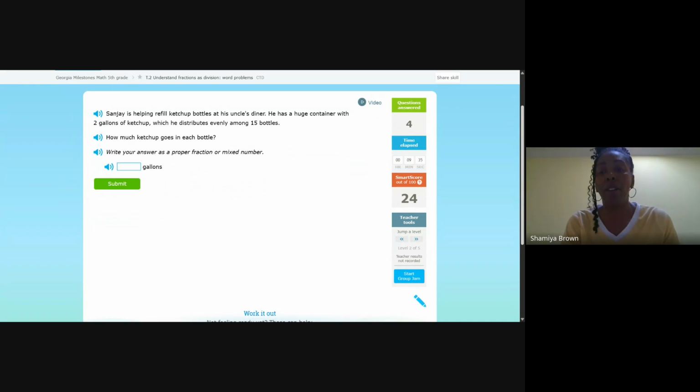Sanjay is helping refill ketchup bottles at his uncle's diner. He has a huge container with 2 gallons of ketchup which he distributes evenly among 15 bottles. So the 2 gallons of ketchup is being broken apart into 15 bottles. So that's 2/15.